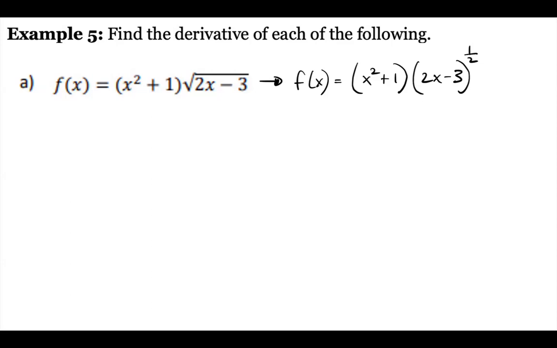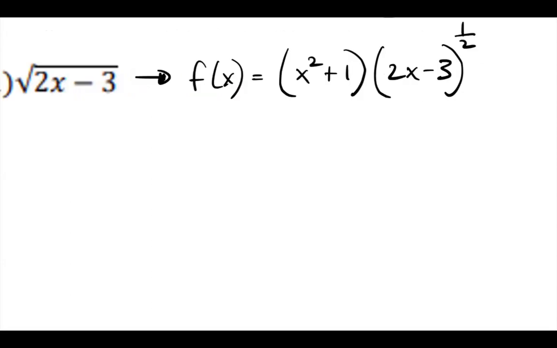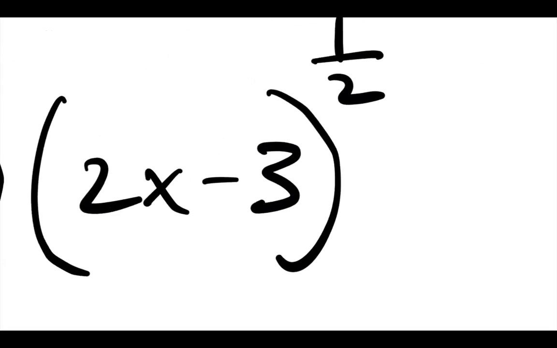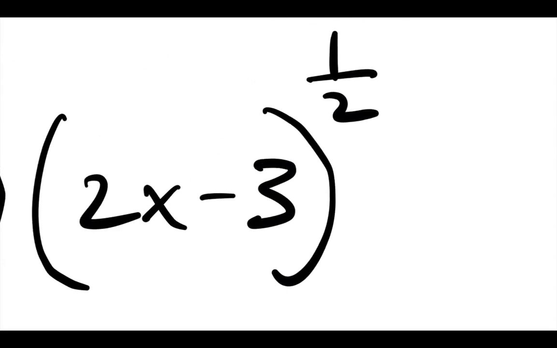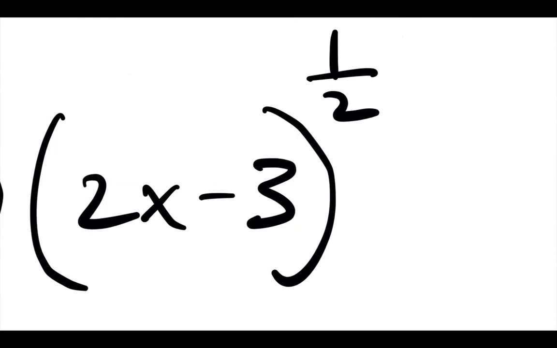Okay, so there is an outside and there is an inside for this guy here. The outside is something to the 1/2 power, and then the inside is there, right? So definitely we're going to have to use the chain rule.